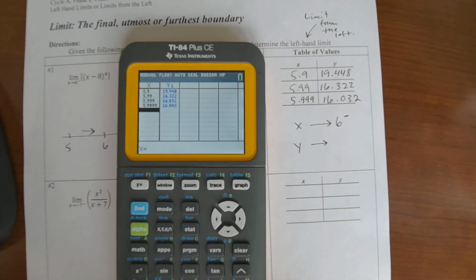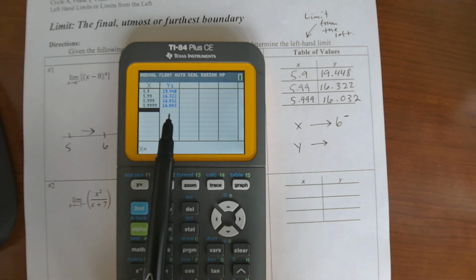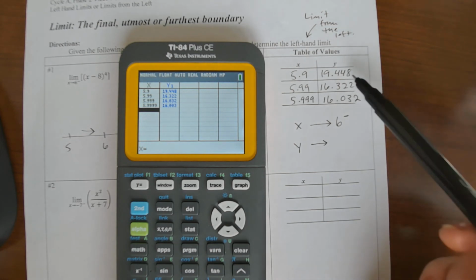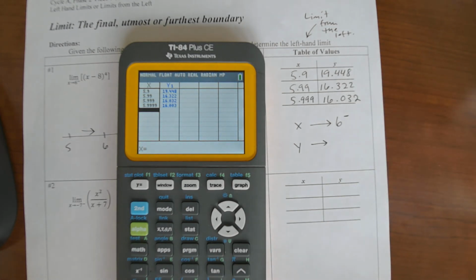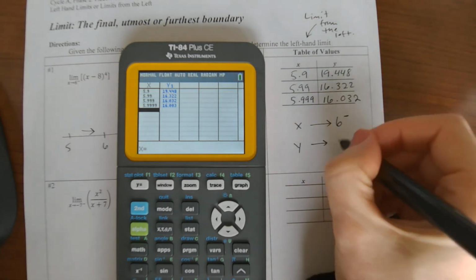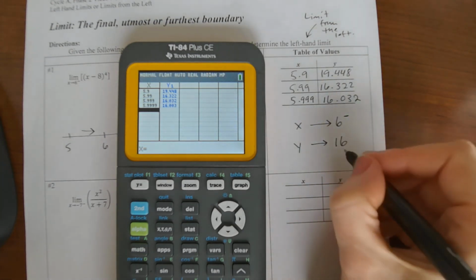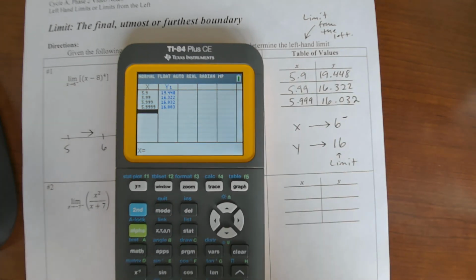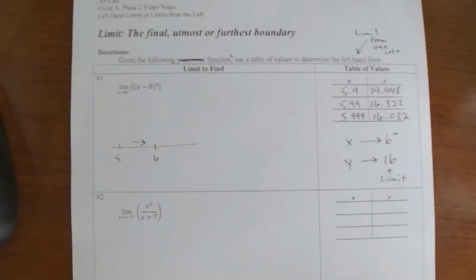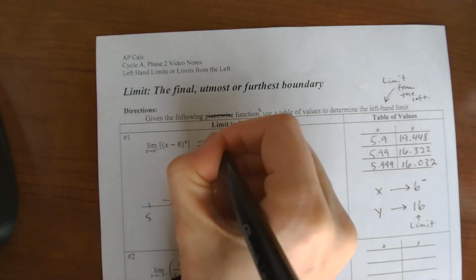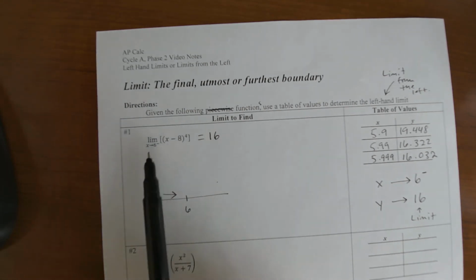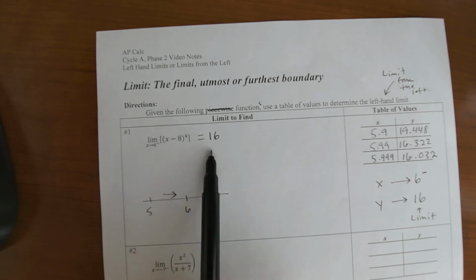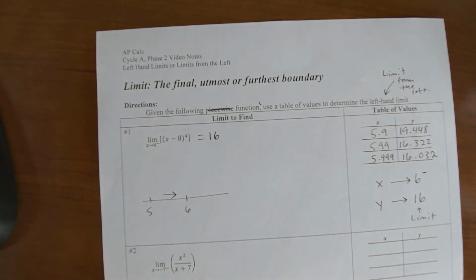So I'll go 5.9999. Ooh, and look at that, 16.003. So if we look at this pattern, it looks like the number that the y's are getting closer and closer to, but not passing, is 16. So this is the limit. That's the answer. That's the number that the y values are getting closer and closer to and not passing. So the answer here is 16. So the limit as x approaches 6 from the left of (x minus 8) to the fourth equals 16.